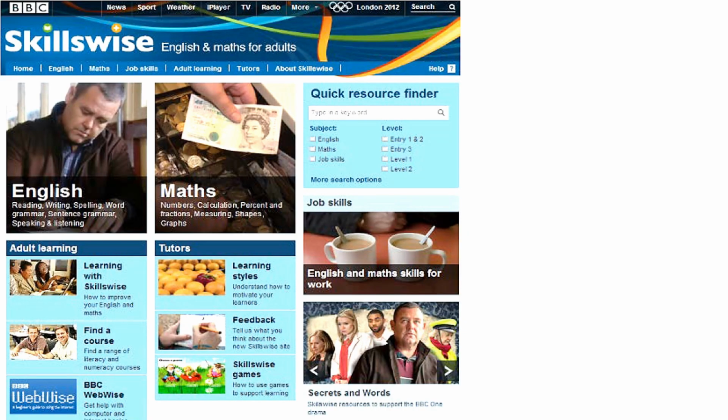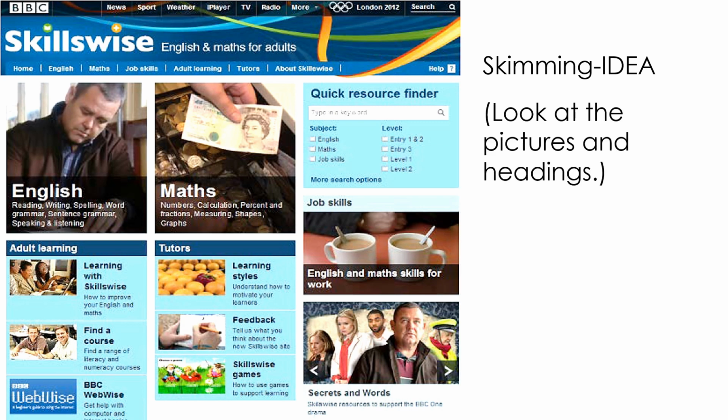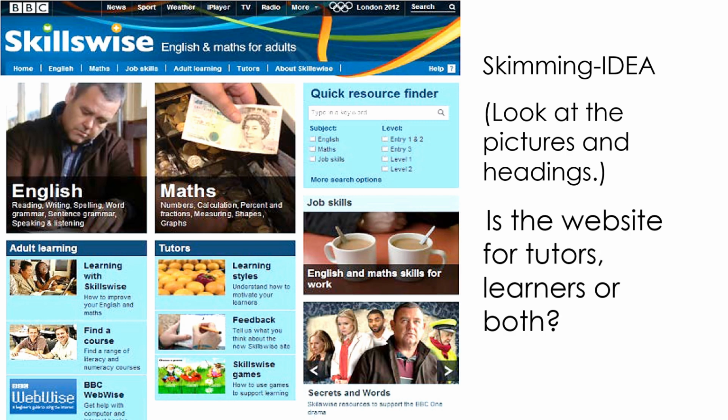Let's apply the procedures on skimming by looking at this sample website. Again, remember that skimming, we read rapidly to get ideas. So basically, in this website, we're just going to look at the pictures and headings. We cannot see any paragraphs here, so we can't read any first sentence or last sentence. Here's the question. Is the website for tutors, learners, or both?